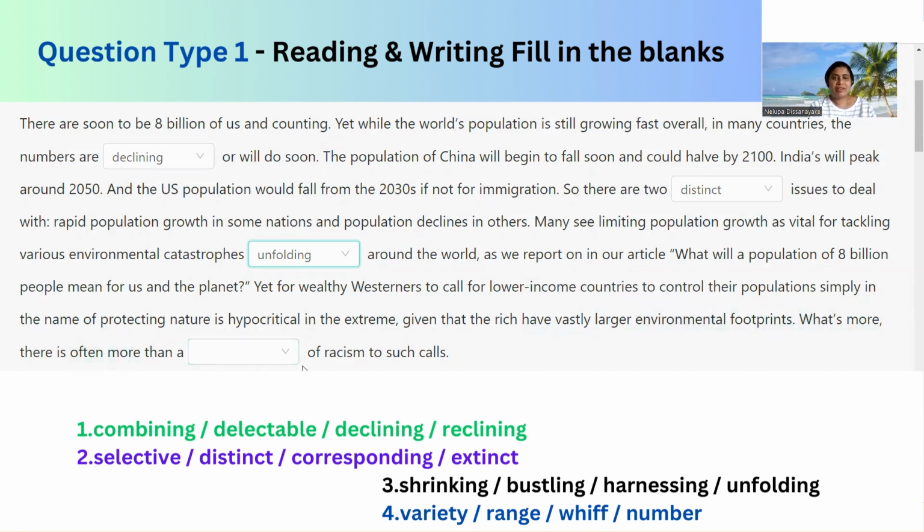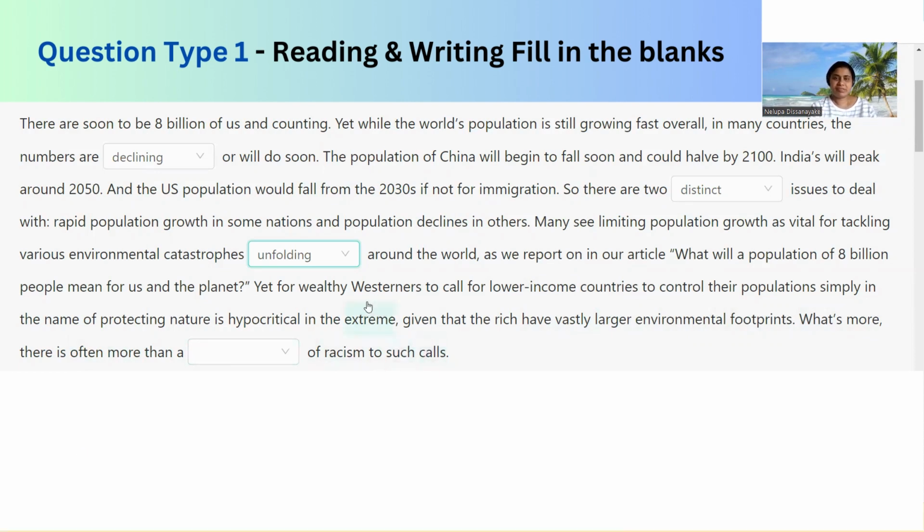There is often more than a blank of racism to such calls. When we consider this kind of statement given by someone else, it's like badly treating. Now, racism is some kind of discrimination against a particular group of people, a particular race. So now we say this is more often than a variety of racism. Here, actually, it gives only one kind of racism, so we cannot say variety of racism. Range of racism also, based on the meaning, doesn't go in here. Whiff of racism or number of racism? Actually, we have been given only one racist activity.